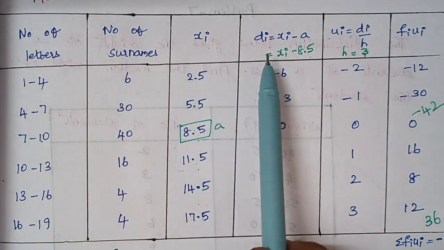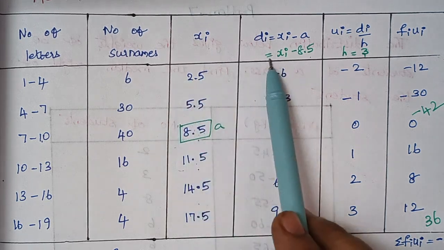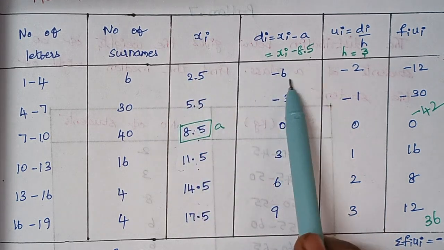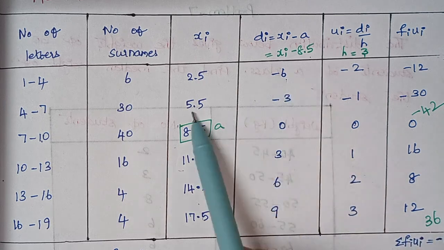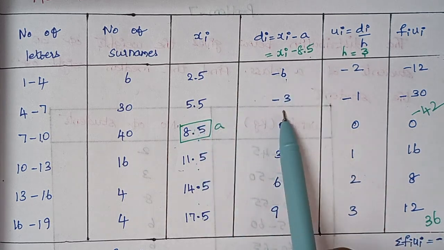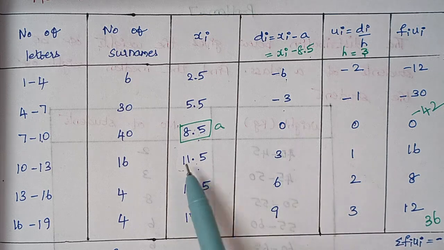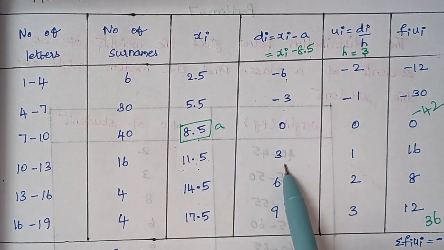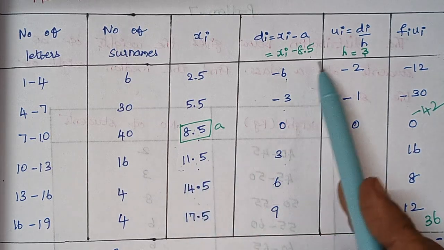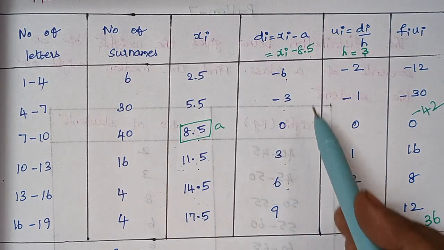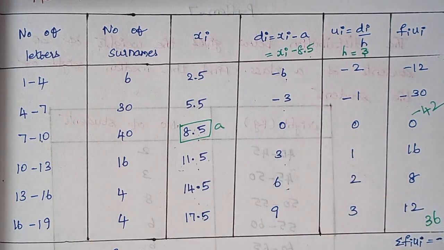Here the value of xi is 2.5. So 2.5 minus 8.5 gives minus 6. Similarly, 5.5 minus 8.5 gives minus 3. And similarly, 11.5 minus 8.5 gives 3. And 14.5 minus 8.5 makes 6. Similarly, just fill the column like this.